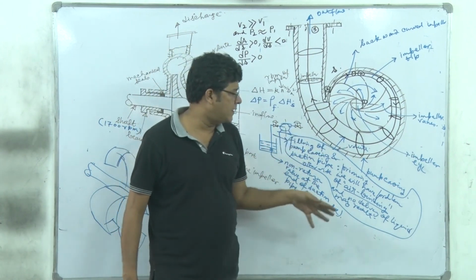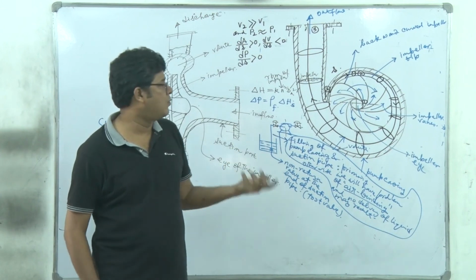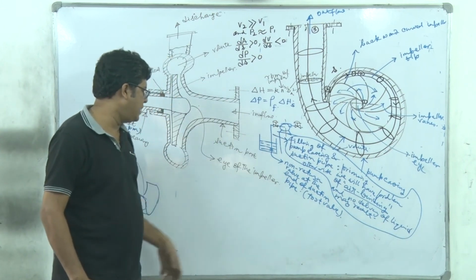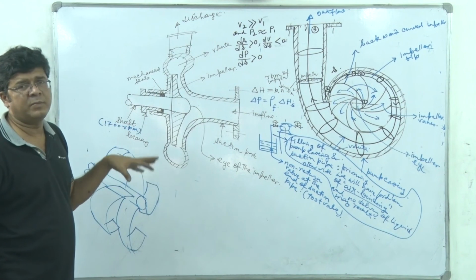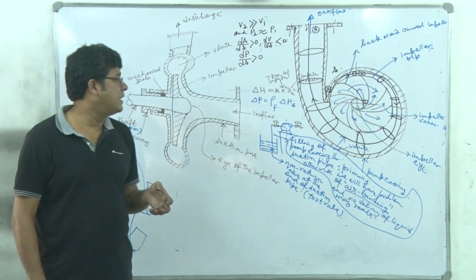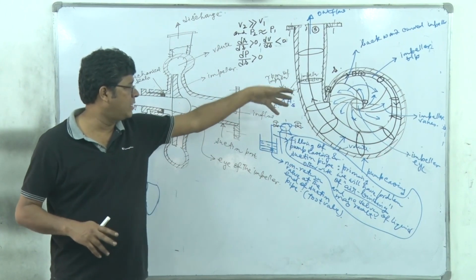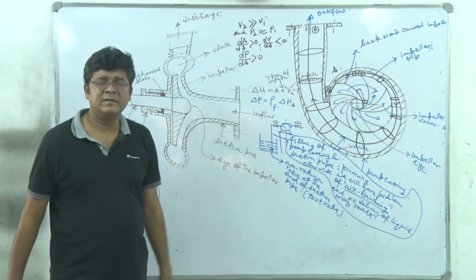So in the next session we will discuss the different types of impellers: backward curved, forward curved, radial, as well as open, semi-open and closed. Finally we will go on to discuss the Euler turbomachine equation, which will relate this head to the speed, diameter and many other similar properties.